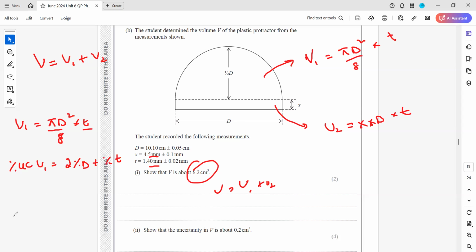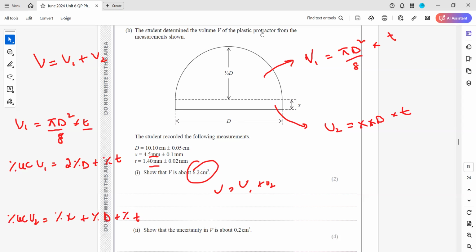And how to get the percentage uncertainty in V2? It is calculated from x, d and t. So it will be the percentage uncertainty in x plus the percentage uncertainty in d plus the percentage uncertainty in t. We'll add them, and we'll get the percentage uncertainty in V2.